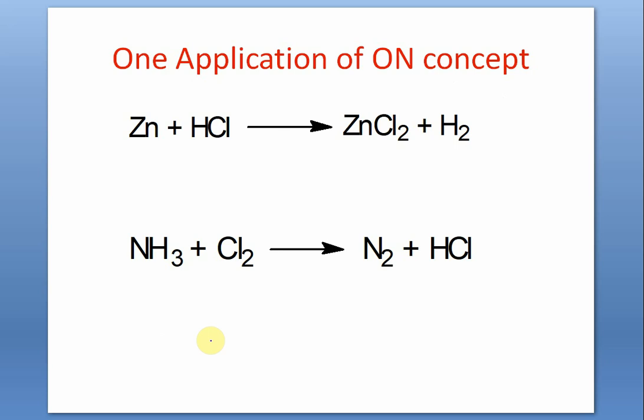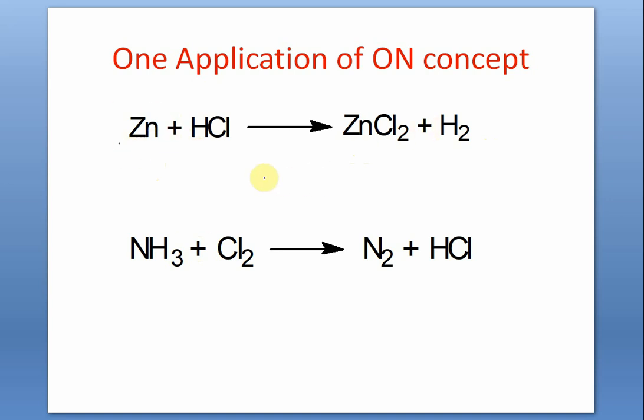I'll give you several examples to determine what the oxidation number was on the reactant side and what has happened on the product side, to see the change in oxidation number. Let's apply it to at least two reactions. Zinc plus HCl, as you know, gives zinc chloride plus hydrogen. Zinc is a more active metal than hydrogen. It is lying above hydrogen in the electrochemical series or the metal activity series, so zinc will displace it.